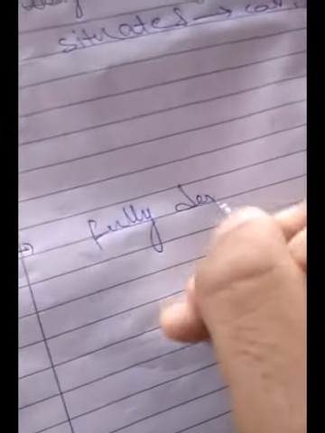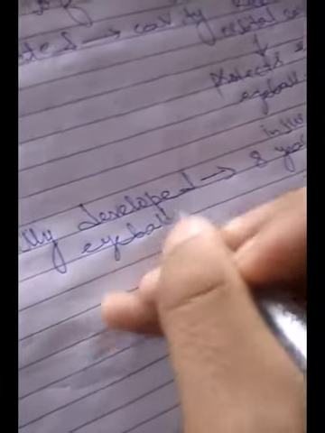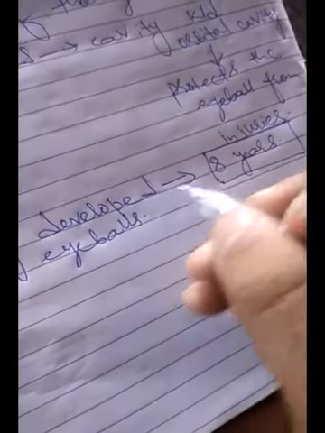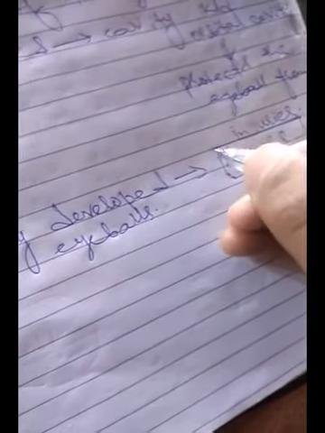The eyeball is fully developed at the age of 8 years. This is the MCQ which always ask in the competitive exams. When is the eyeball fully developed? It is 8 years.